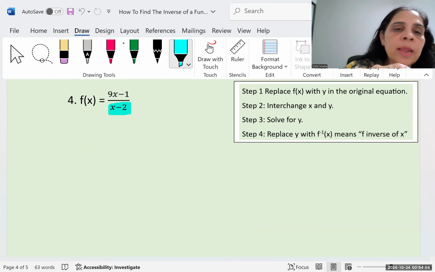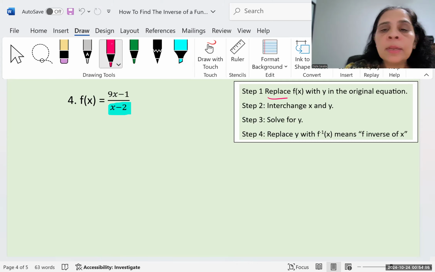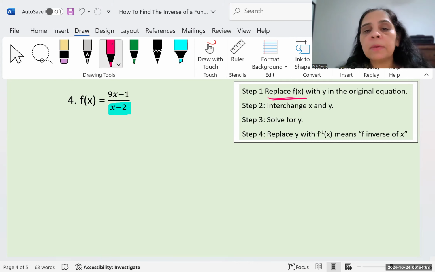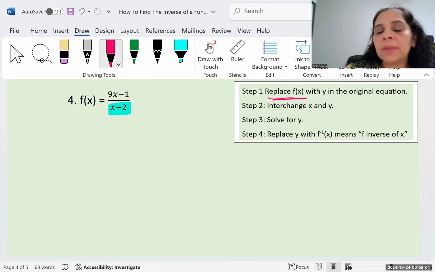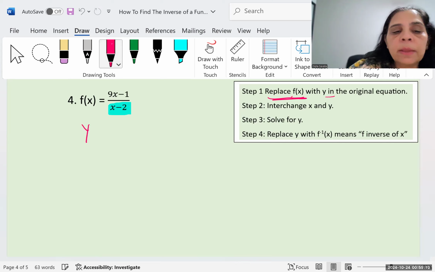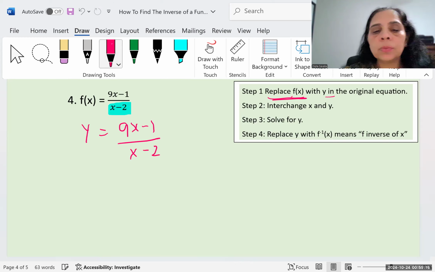All right, so now let's see here. Step 1, same step again. There are 4 steps we need to follow to find the inverse function. So try to do it by yourself and check your answer with me. Replace f of x with y. So same step, remember: y equals 9x minus 1 over x minus 2.